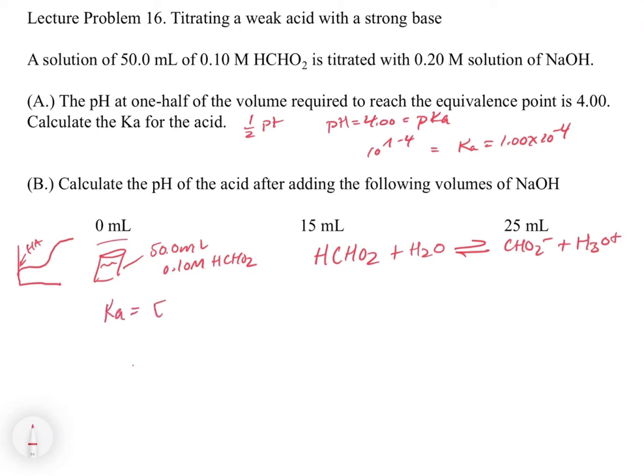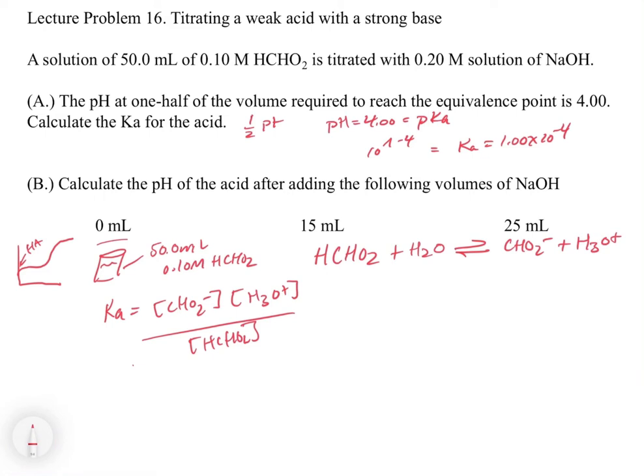So our Ka expression in this case is going to equal the concentration of CHO2 minus times our concentration of H3O plus divided by our concentration of HCHO2, which is our weak acid.